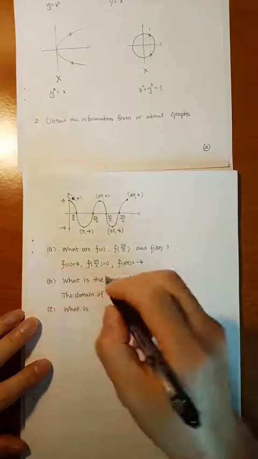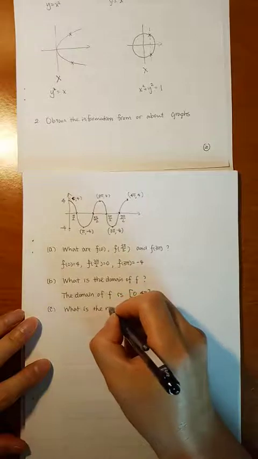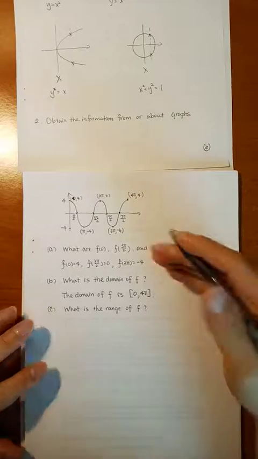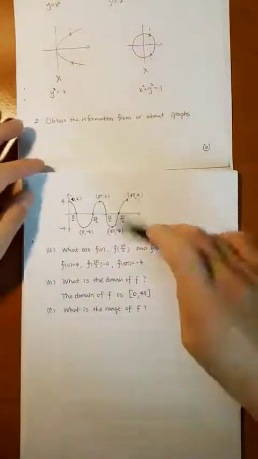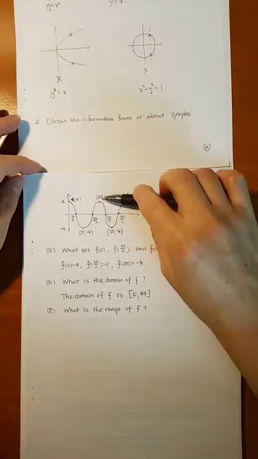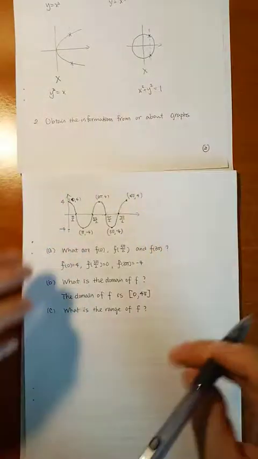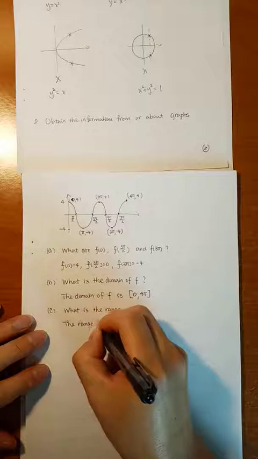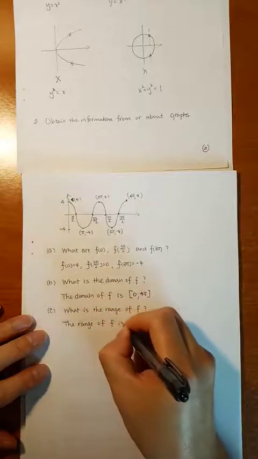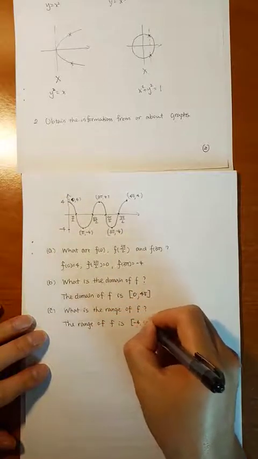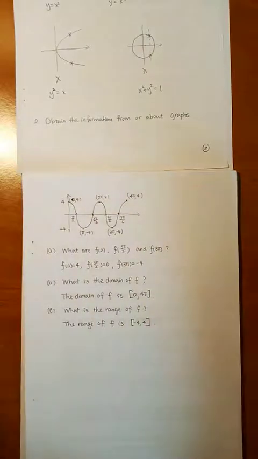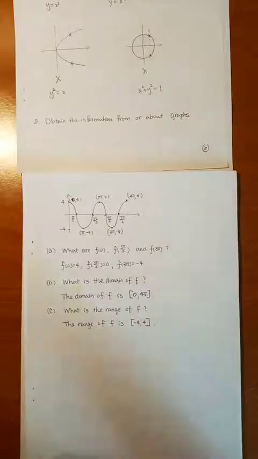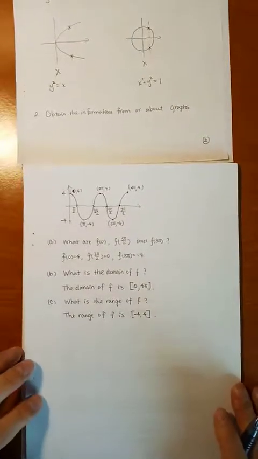What is the range of f? The range is about y. You see y, it starts from negative 4, it goes up to 4. So the range of f is from negative 4 to positive 4. Domain horizontal, range vertical. Okay.